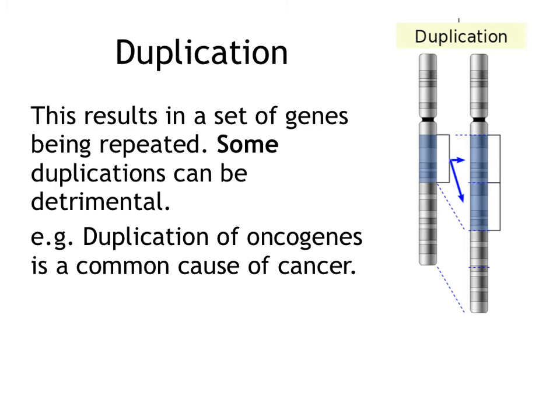Lastly, looking at duplication, this results in a set of genes being repeated, and some duplications can be detrimental. An example of that is oncogenes. Duplication of oncogenes is a common cause of cancer. So here you'll see a section, and what has happened is that section has been duplicated on the chromosome. Now, I've said that some duplications can be detrimental.